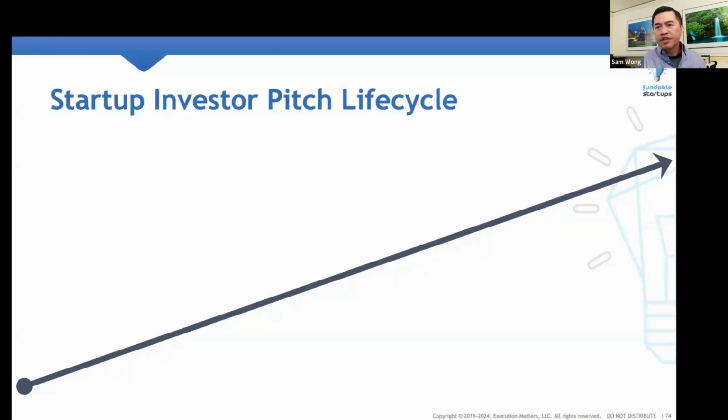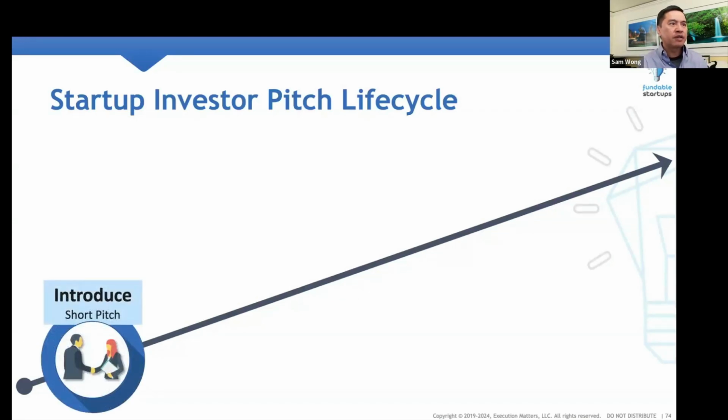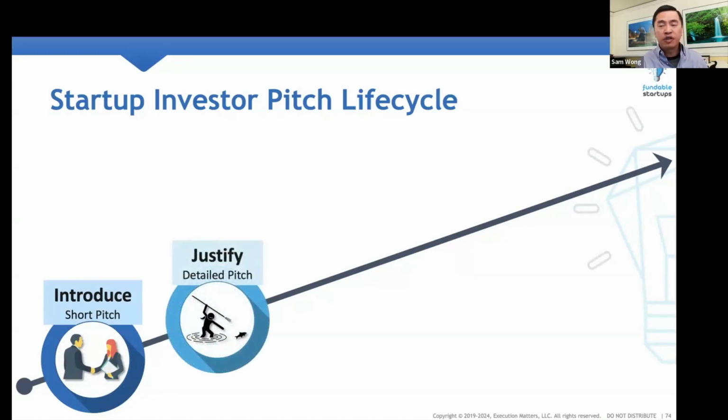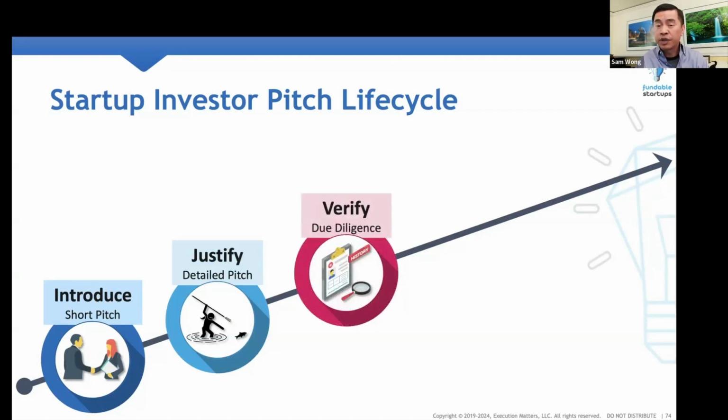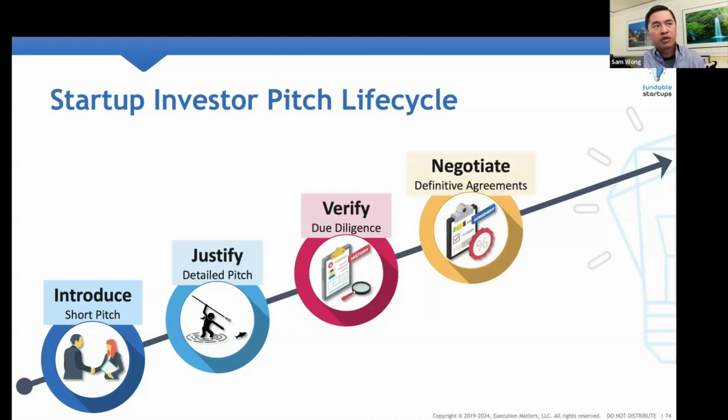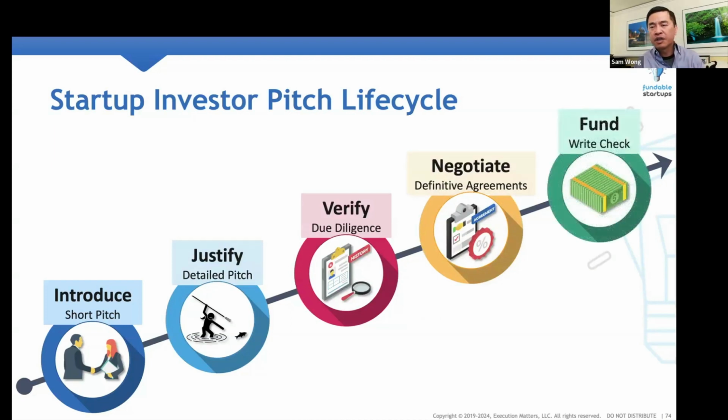Okay. There's a 5-step life cycle towards raising funds. You introduce yourself to an investor. If they're interested, they might invite you to a private meeting where you do a detailed pitch. If you do really well, then they're going to say, let's start doing due diligence in the company. I want to know more about your company. Then you start negotiating the definitive agreements through a term sheet. And then if everything goes well with the definitive agreements, they'll wire you funds. I want to focus on that 3rd step, verify, due diligence.